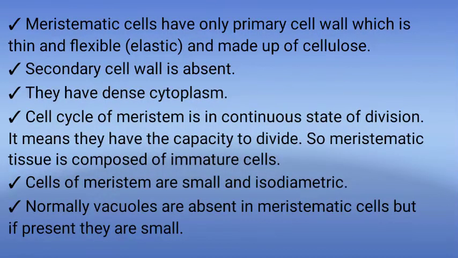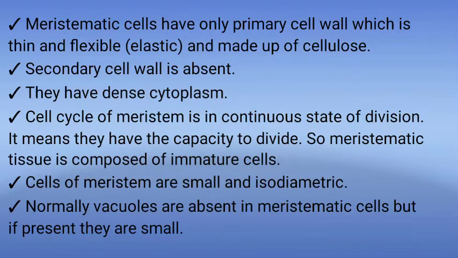Meristematic cells have only a primary cell wall, which is thin and flexible, which means elastic in nature, and made up of cellulose. Secondary walls are absent in meristems, but meristematic cells contain dense cytoplasm. The cell cycle of meristem is in a continuous state of division. It means they have the capacity to divide. So meristematic tissue is composed of immature cells.